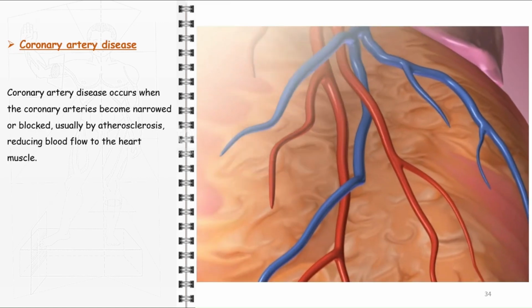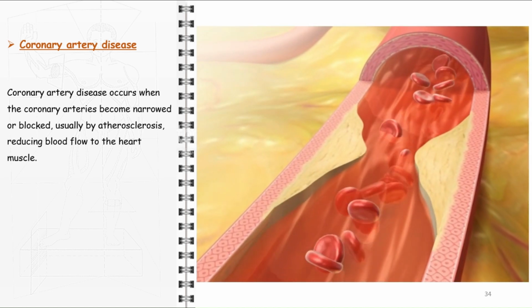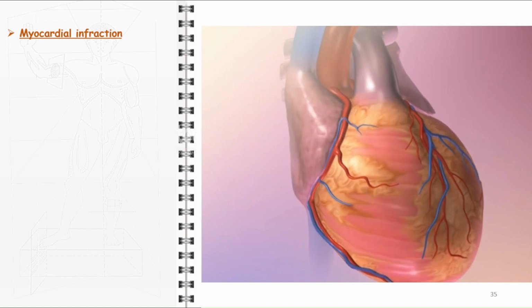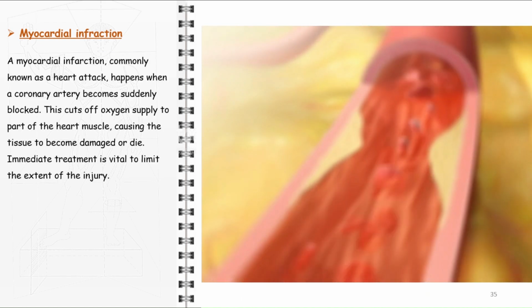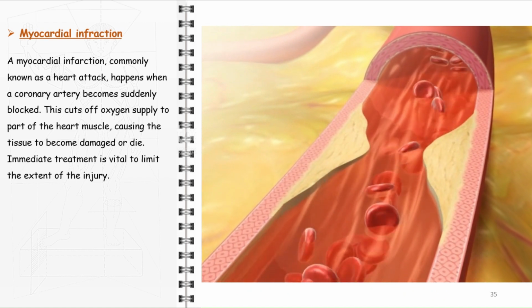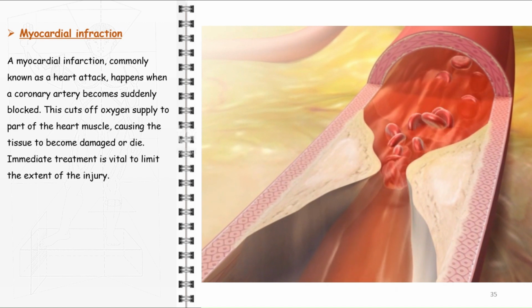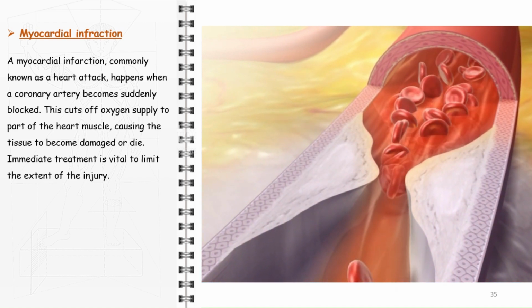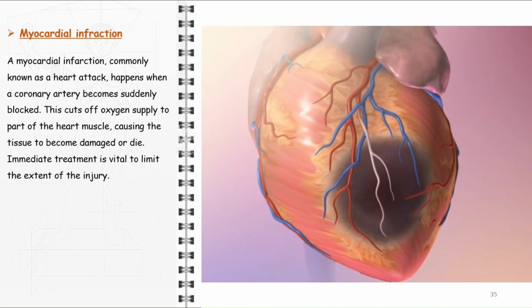Coronary artery disease occurs when the coronary arteries become narrowed or blocked, usually by atherosclerosis, reducing blood flow to the heart muscle. And a myocardial infarction, commonly known as a heart attack, happens when a coronary artery becomes suddenly blocked. This cuts off oxygen supply to part of the heart muscle, causing the tissue to become damaged or die. Immediate treatment is vital to limit the extent of the injury.